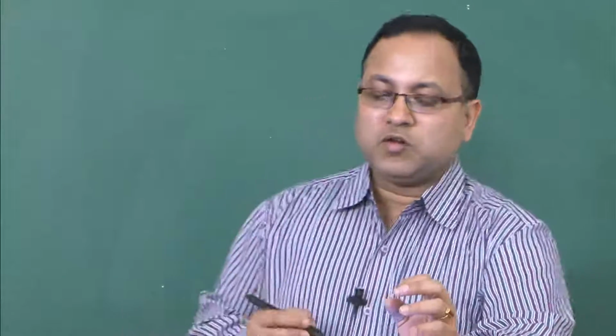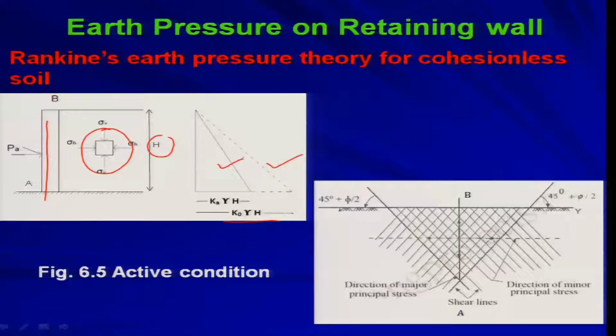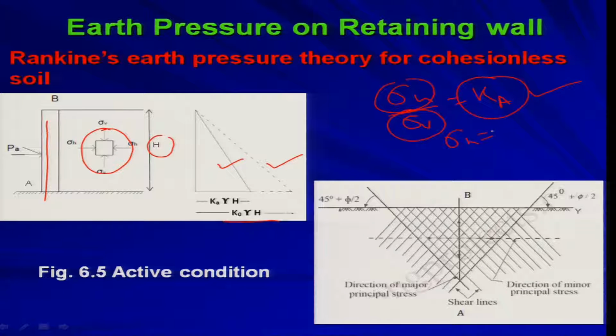Now, we need to find out the variation. We will see that this variation will also be linear, because sigma h by sigma v is Ka, where Ka is nothing but the earth pressure coefficient at active condition. We need to find out Ka. Once you know Ka and sigma v, you can find out sigma h, which is the lateral earth pressure at active condition. So, sigma h is Ka into sigma v, which can be written as Ka into gamma z.